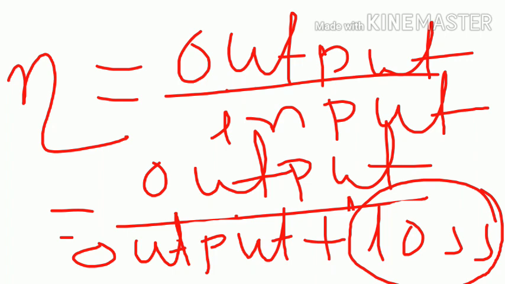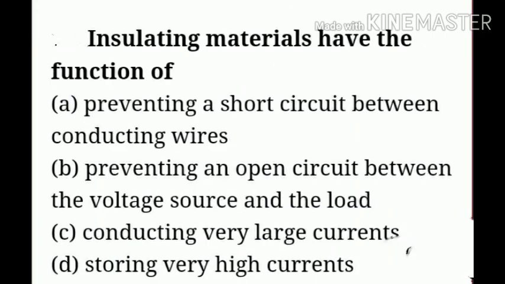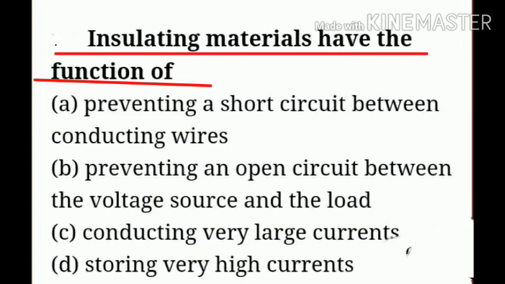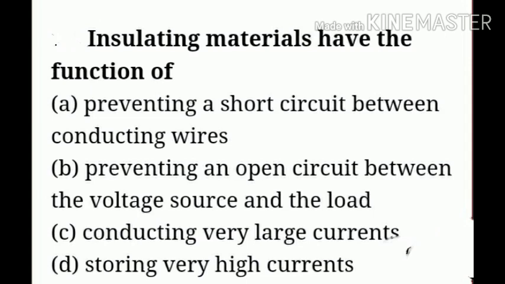Loss. The next question is: insulating material has the function of A, preventing a short circuit between the conducting wire; B, preventing an open circuit between the voltage source and the load; C, conducting very large current; and D, storing very high current. So what is insulating material? Insulating material always prevents the short circuit between the conducting wire. So here option A is the answer.